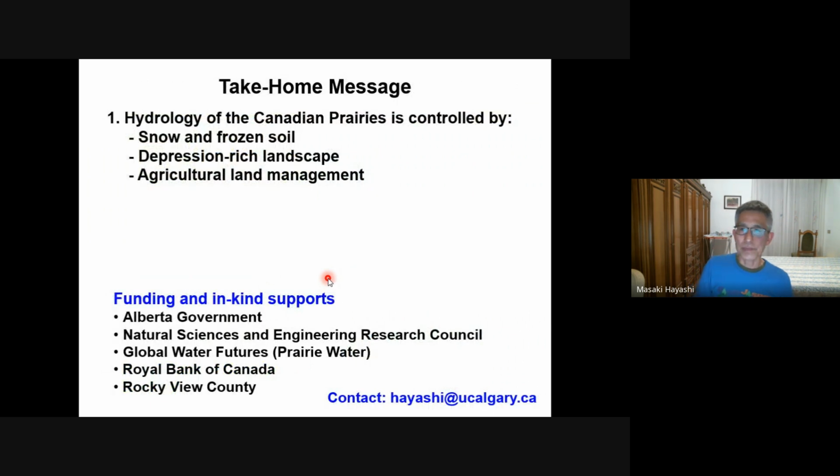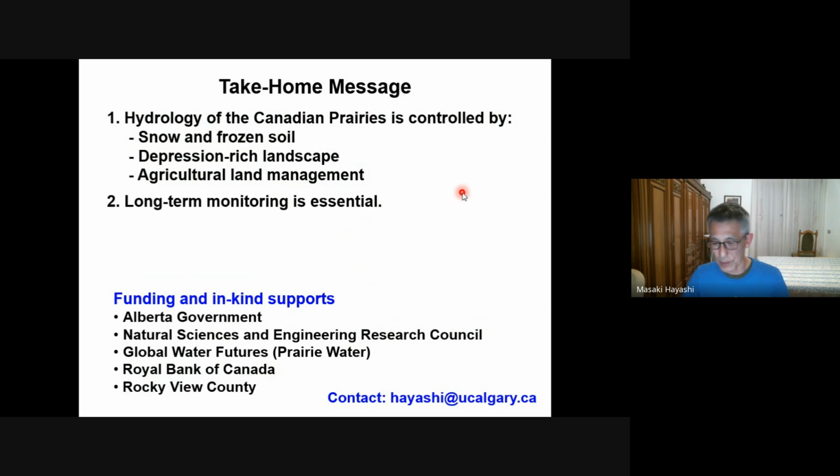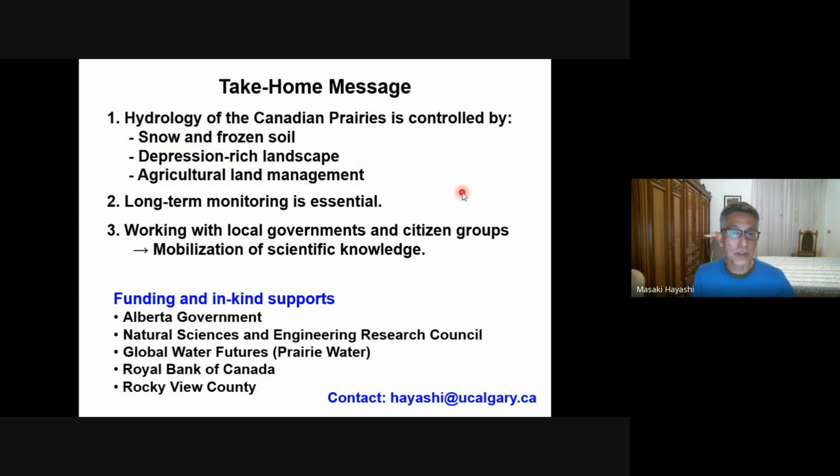To sum up, the hydrology of the Canadian prairies, which is a dry and cold region, is controlled by snow and frozen soil, the depression-rich landscape left by glaciers, and agricultural land management. Long-term monitoring is essential for understanding the hydrology of semi-arid regions, such as the northern prairies. And working with local governments and citizen groups is useful because we can mobilize our scientific knowledge and use that for something good for society.